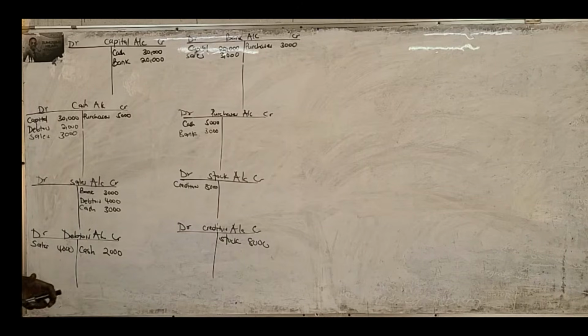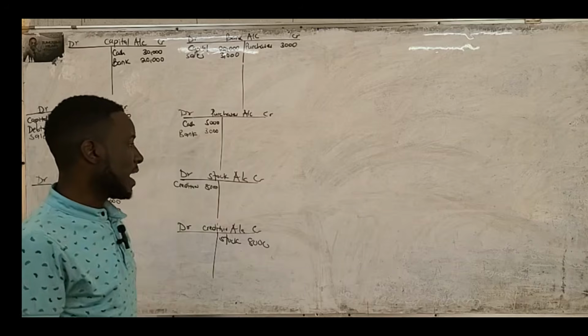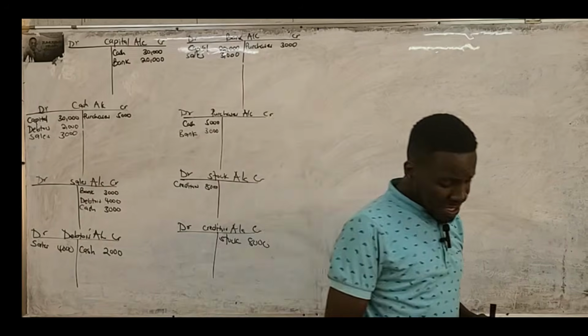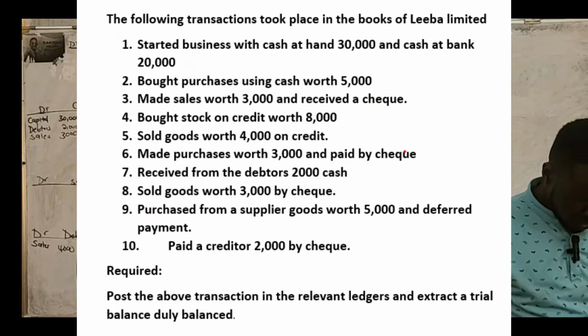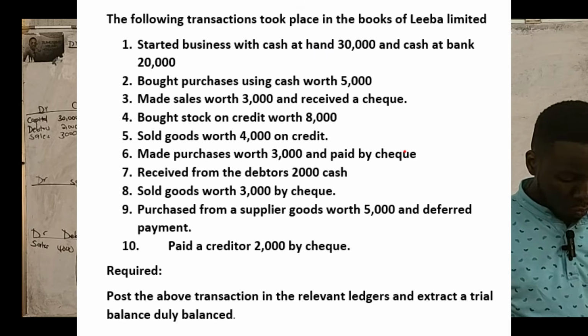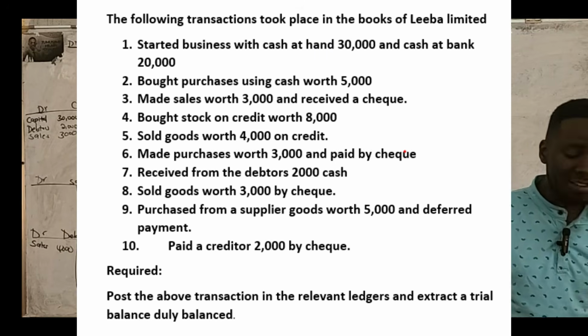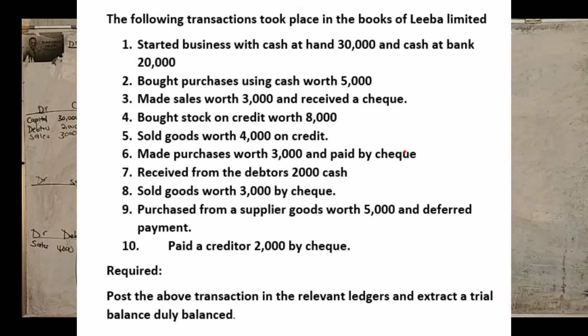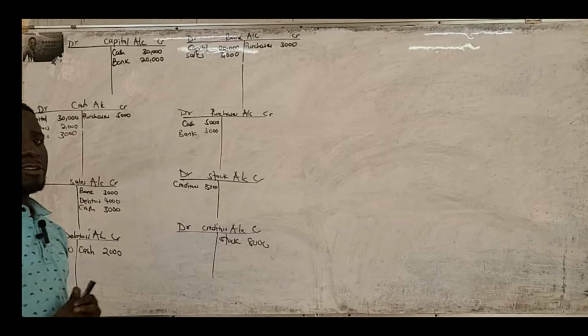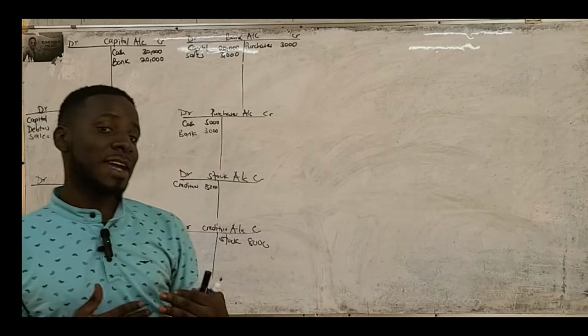So the transaction determines how you're going to enter in the various accounts. So that's it. Then the next transaction says purchased from a supplier goods worth 5,000 and deferred payment. Now, one, you have purchases, but now they're telling us something that he deferred payment.